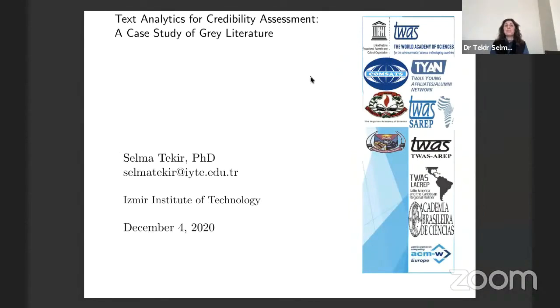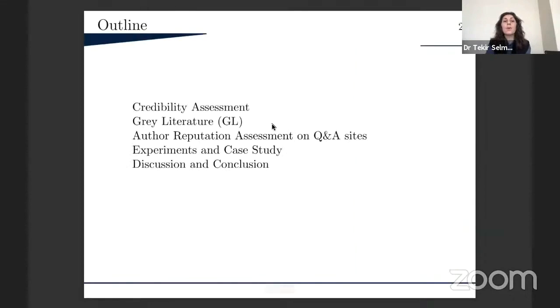Okay, then. I am Selma Tekir from İzmir Institute of Technology, İzmir, Turkey. I'm working on natural language processing. Currently, I'm trying to combine symbolic reasoning with NLP methods. This is one of our recent works on text analytics for credibility assessment, and it's an application on gray literature. Okay, this is briefly the outline of my presentation.